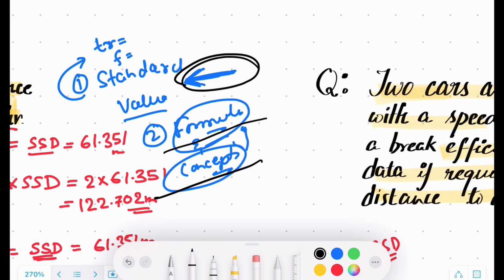Okay, so make sure you are well versed with all these parameters.